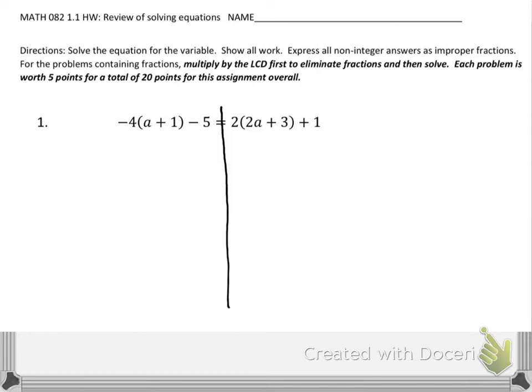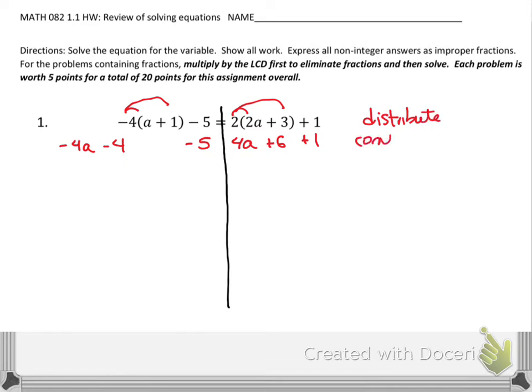So let's get started. The first thing that we need to do is distribute this negative 4. So we get negative 4a minus 4, and then we just bring down the minus 5 here. Likewise, we're going to distribute this positive 2, and we get 4a plus 6 plus 1. Okay, so again, that means that our first step was to distribute. Our next step, as you may have guessed, is to combine like terms. Remember, we can only combine like terms when they're on the same side of the equation.